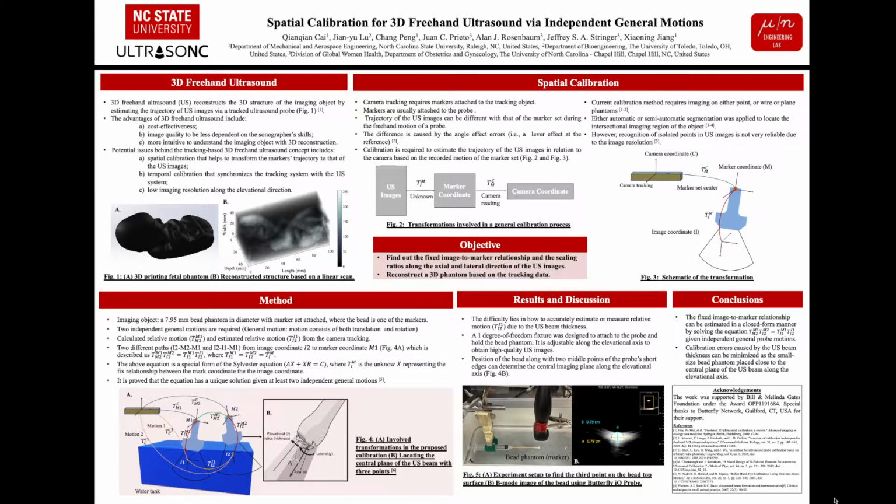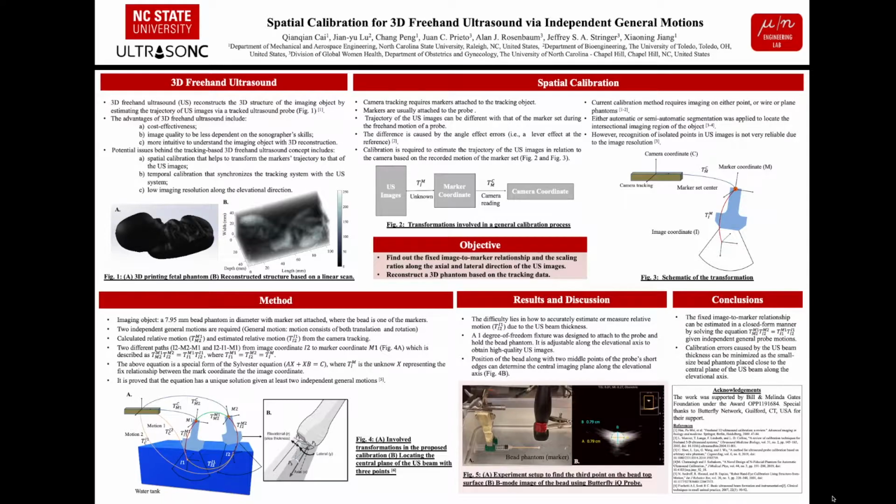The difficulty here is how to accurately estimate or measure the relative motion between I1 and I2, which is a transformation matrix T I2 to I1. In order to determine the relative position between the two ultrasound images, we need to determine the position of the central imaging plane of the ultrasound beam. In our experiment, we used 3 points to determine the plane position. The first 2 points are the 2 middle points of the probe's short edges as shown in figure 4b. In order to determine the position of the third point, we designed an imaging test.